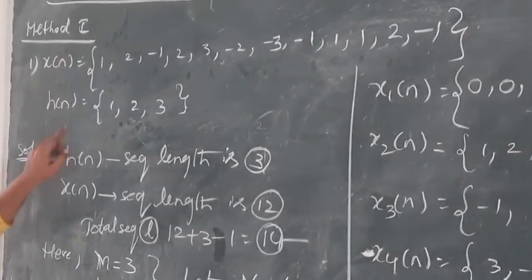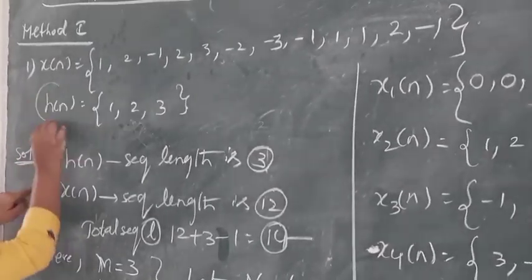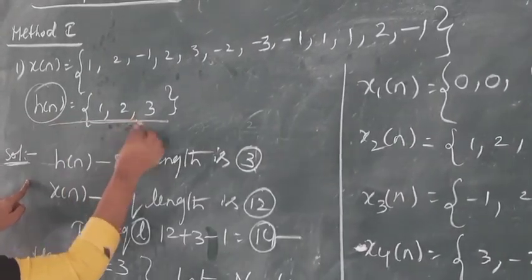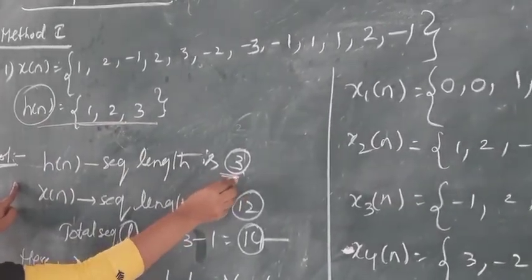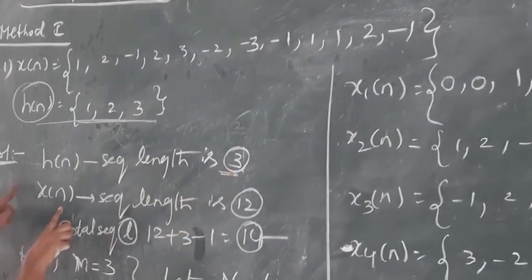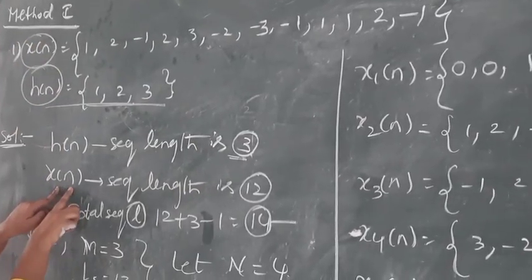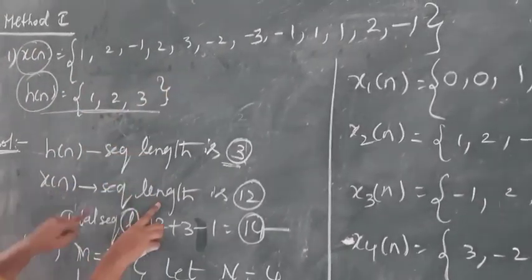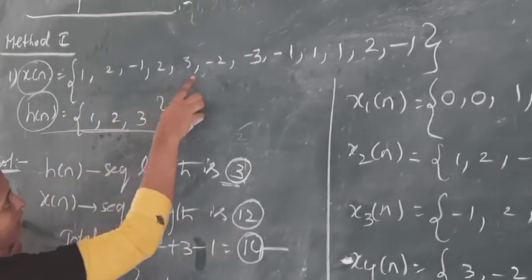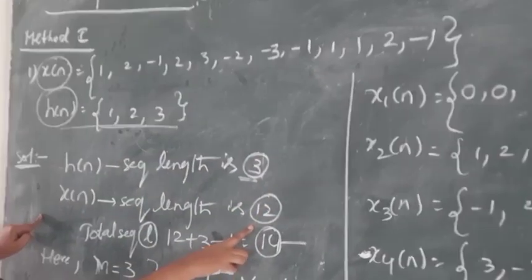In the above given problem, first h of n. What is the sequence length here? The h of n sequence length should be 3. How do we get 3? 1, 2, 3, so the length is 3. Next, coming to x of n, the given question. The x of n sequence length should be 12. We count 1, 2, 3, 4, 5, 6, 7, 8, 9, 10, 11, 12. The sequence length is 12.